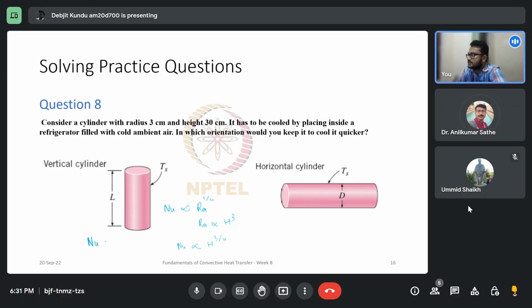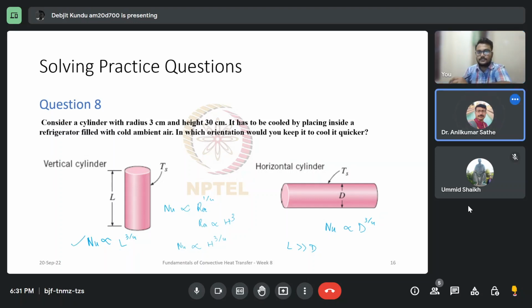So in this case, I have something like this, and in this case, I have something like this. And since L is much greater than D, this one should be higher, right? Yeah. So using this simple argument, this is correct, and indeed keeping the cylinder in a vertical orientation should cool it down quicker.